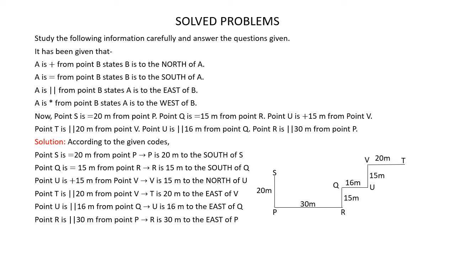V is 15 meters to the north of U. T is 20 meters to the east of V. U is 16 meters to the east of Q. R is 30 meters to the east of P. So now we have this diagram for the information given here. Now based on this diagram, let's answer the given questions.